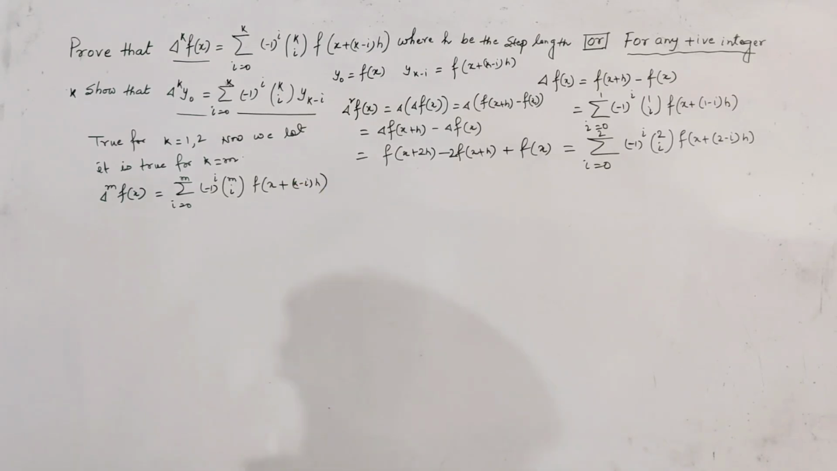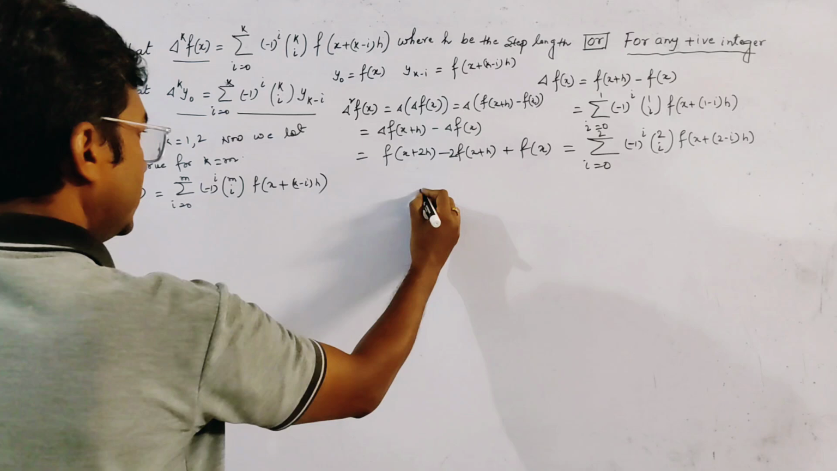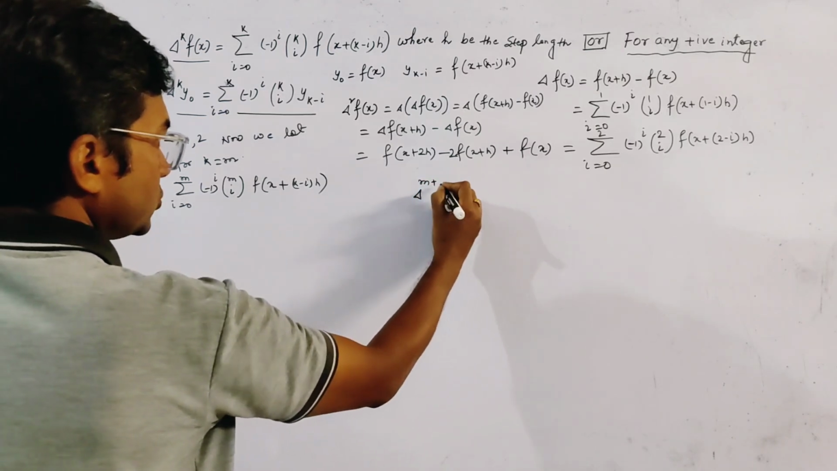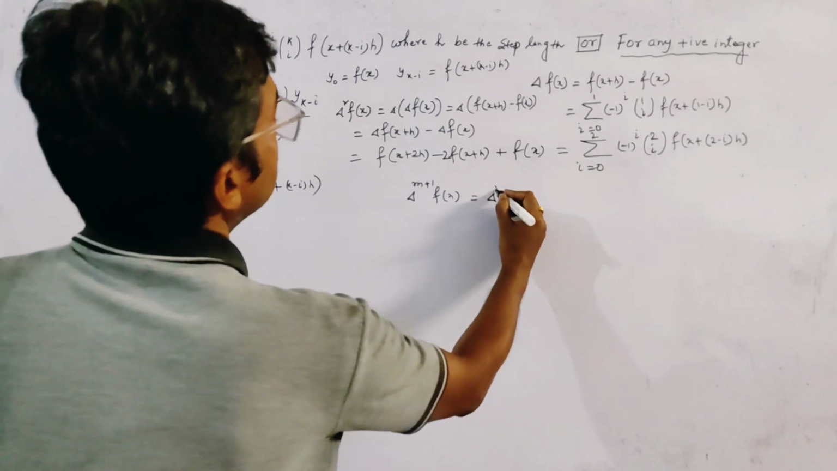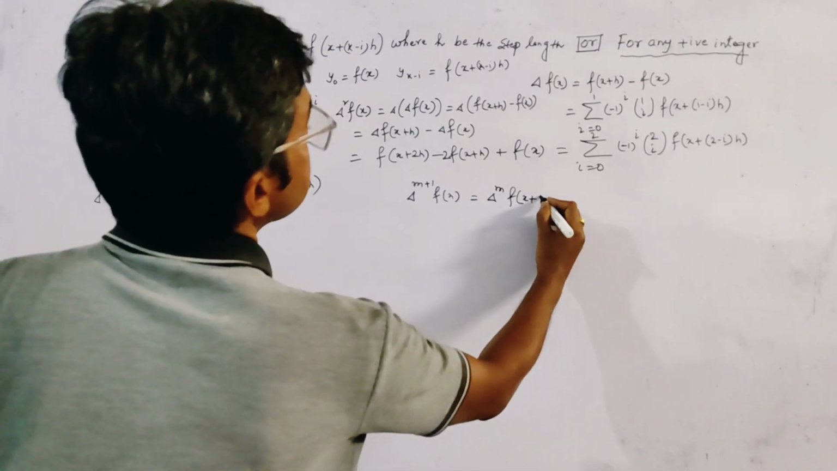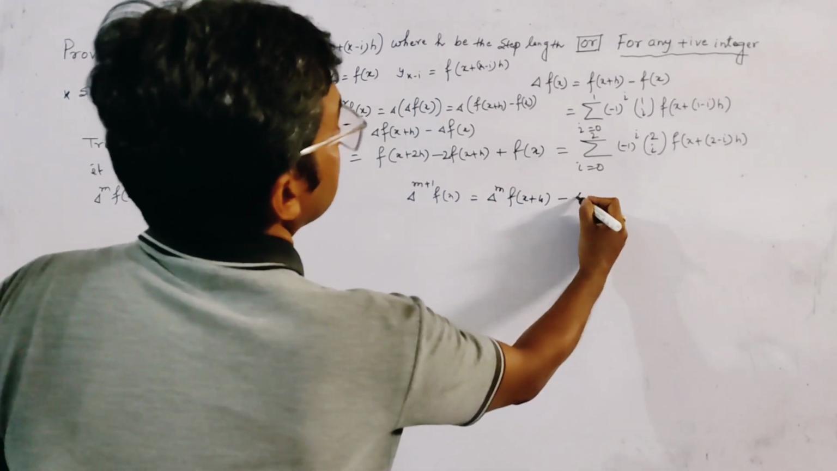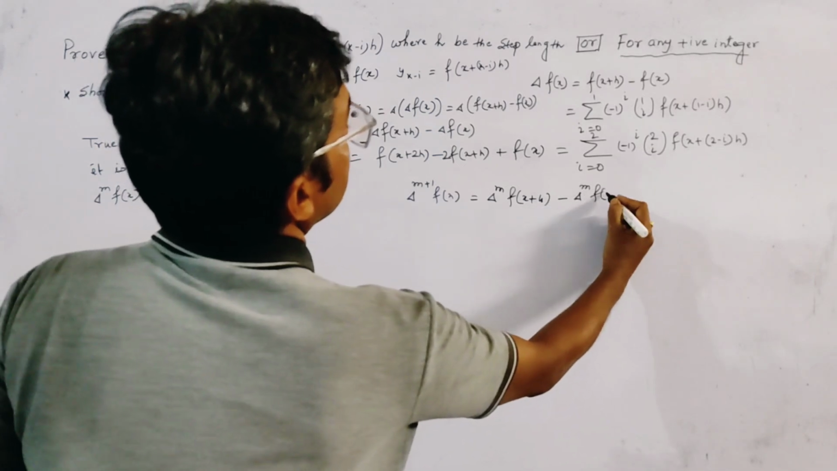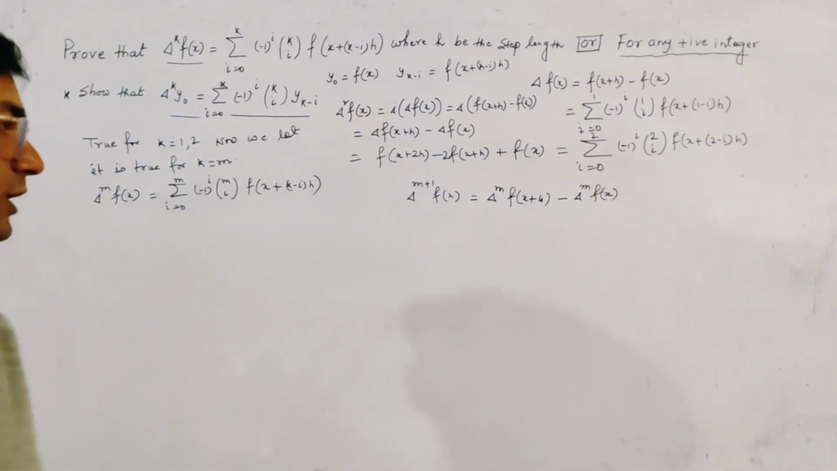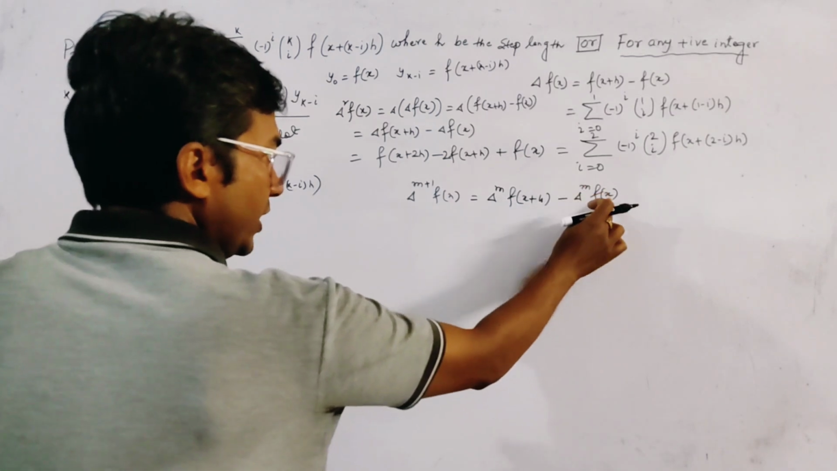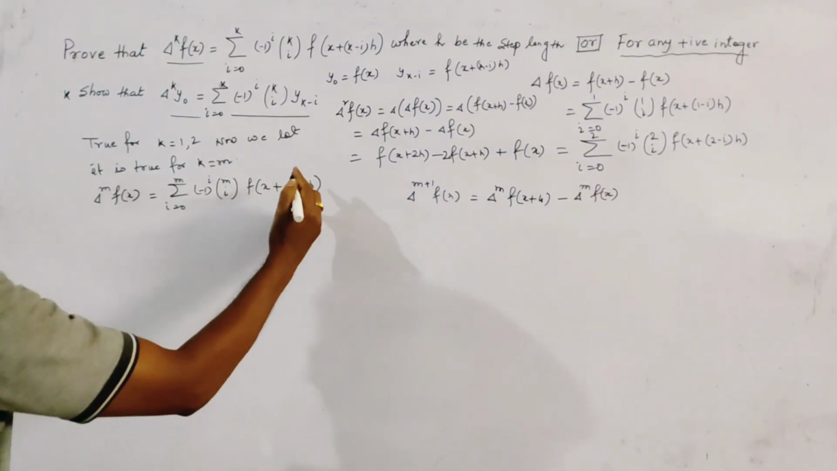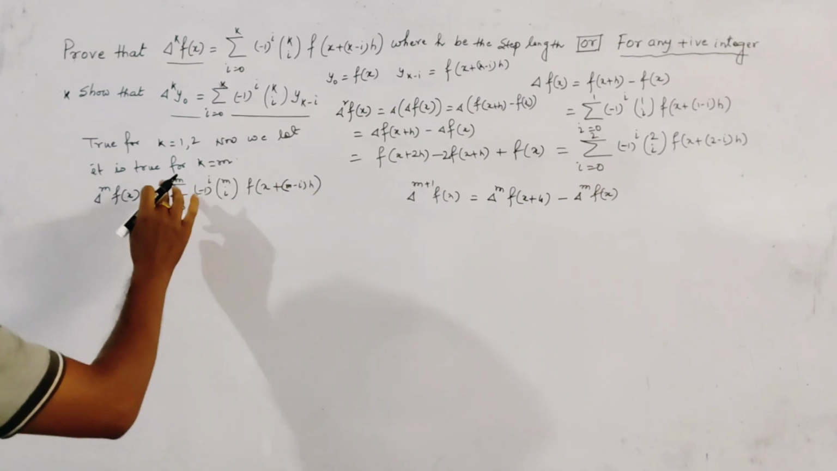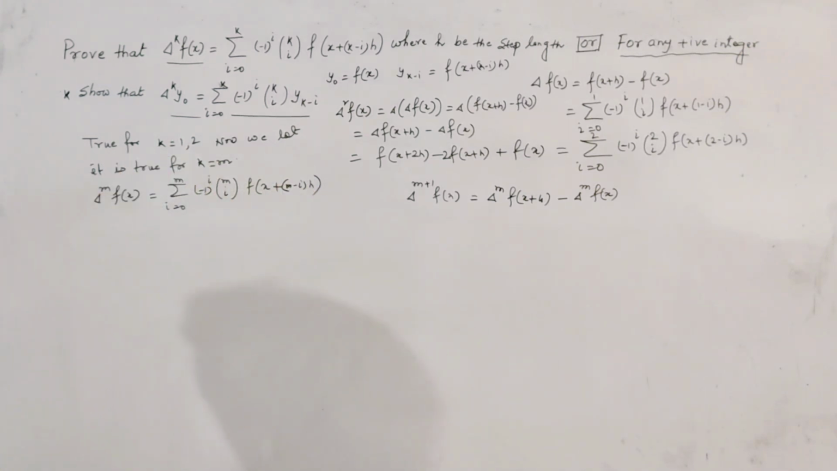Okay, now to write the result of delta to the power m plus 1 f of x, this is given by delta to the power m f of x plus h minus delta to the power m f of x. We already wrote the value of delta to the power m f of x here. Okay, and it is not k, it is m, because here we take m in place of k.